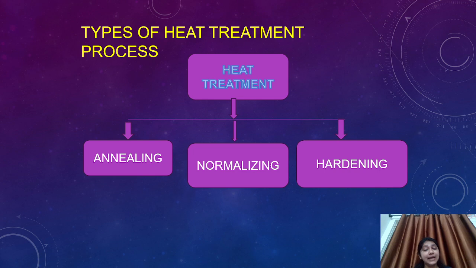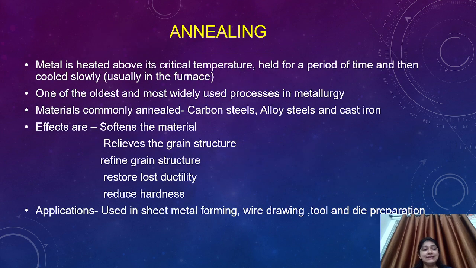Now, what are the types of heat treatment? There are basically three types of heat treatment, that is annealing, normalizing, hardening. Although it can be classified as carburizing and tempering too, in this presentation we will focus on the three major ones, that is annealing, normalizing and hardening. So let's start with annealing.